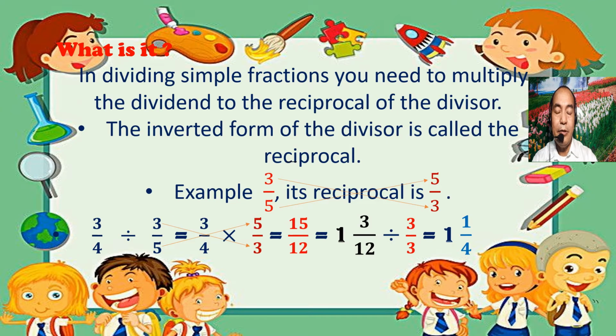Now, 1 and 3/12 is not in the lowest term, because 12 is still a composite number, and 12 is divisible by the numerator, which is 3. So if we are going to reduce the fraction, we will use 3 as our common divisor. So we have 3 divided by 3, we have 1. 12 divided by 3, we have 4. Therefore, our final answer is 1 and 1/4. That's the fraction in the lowest term. Take note that if our result is not in the lowest term, we have to see to it that our answer is reduced to its lowest term.